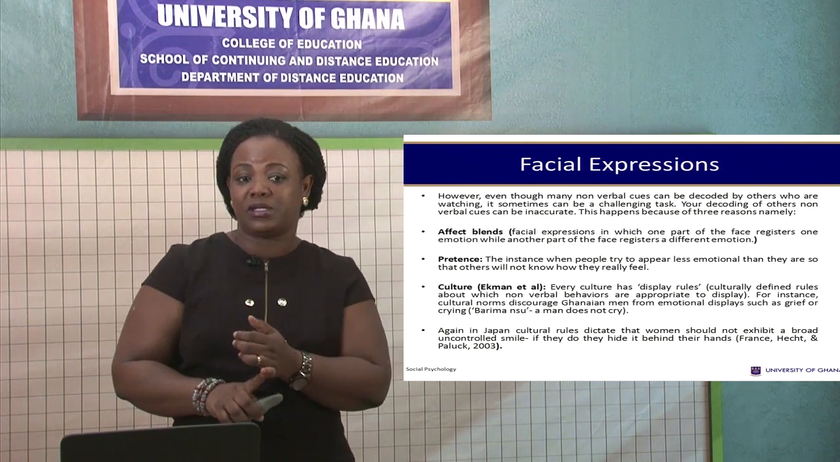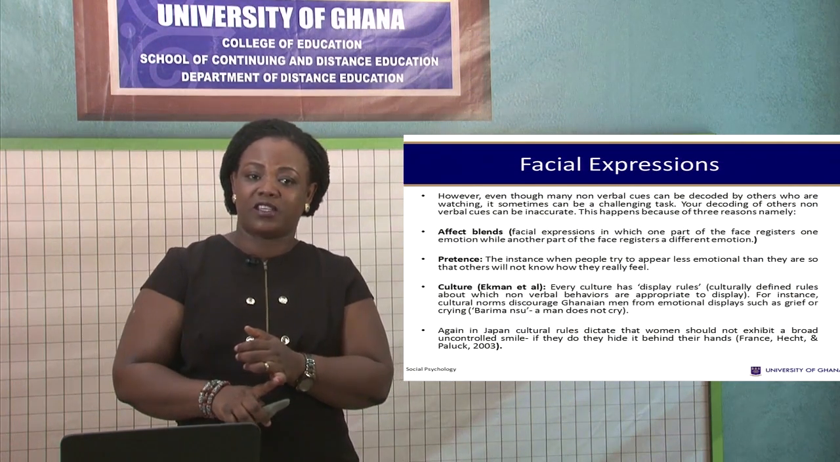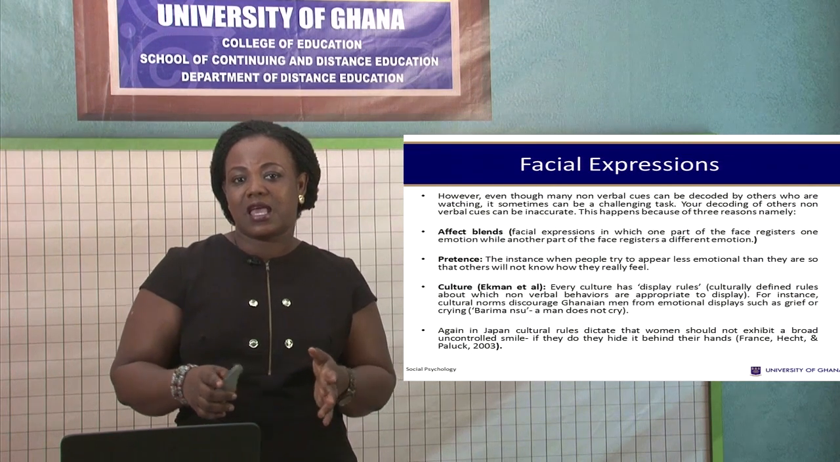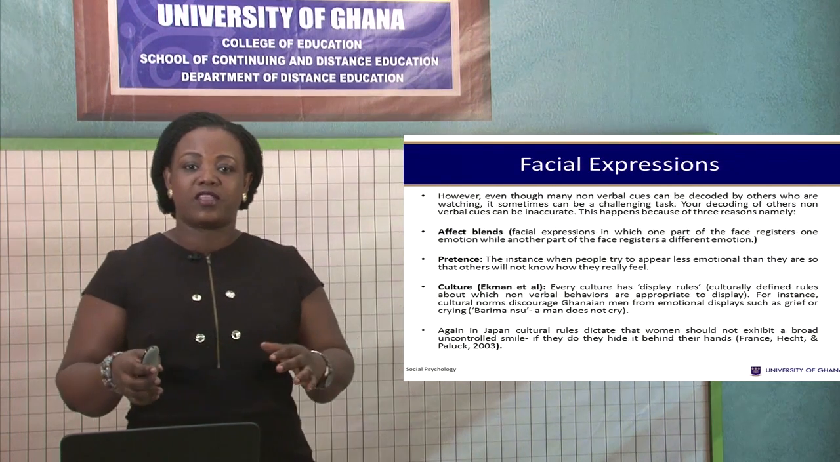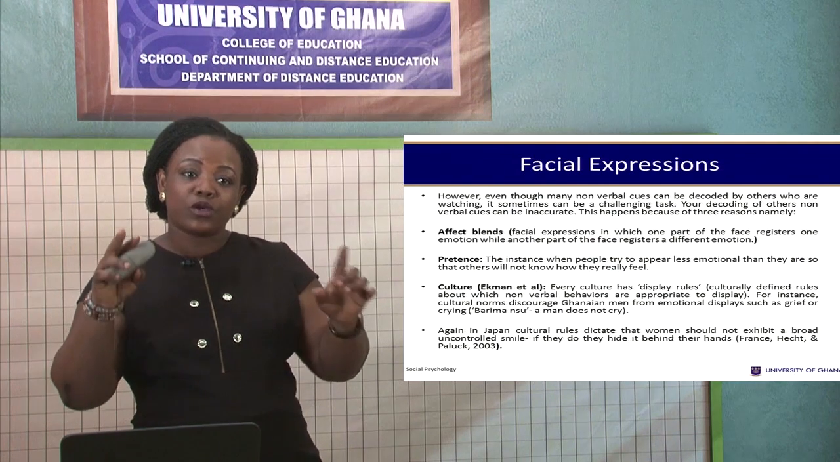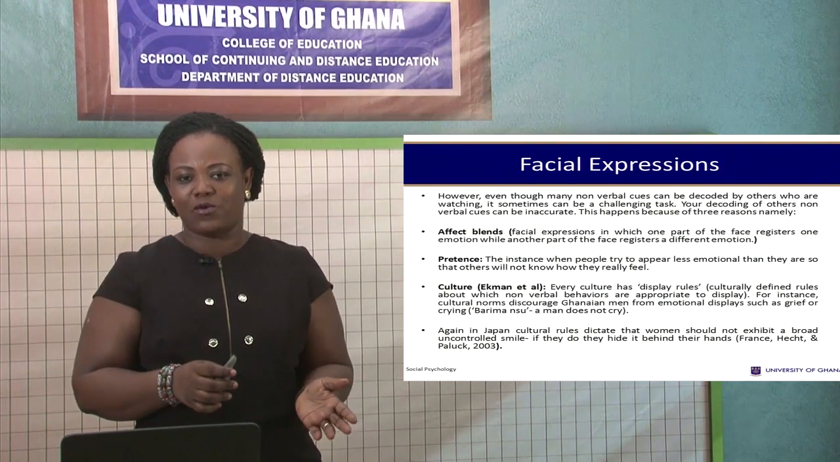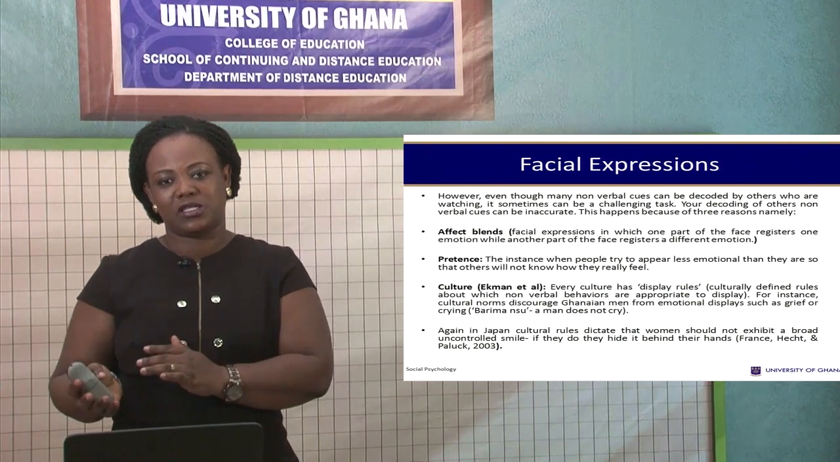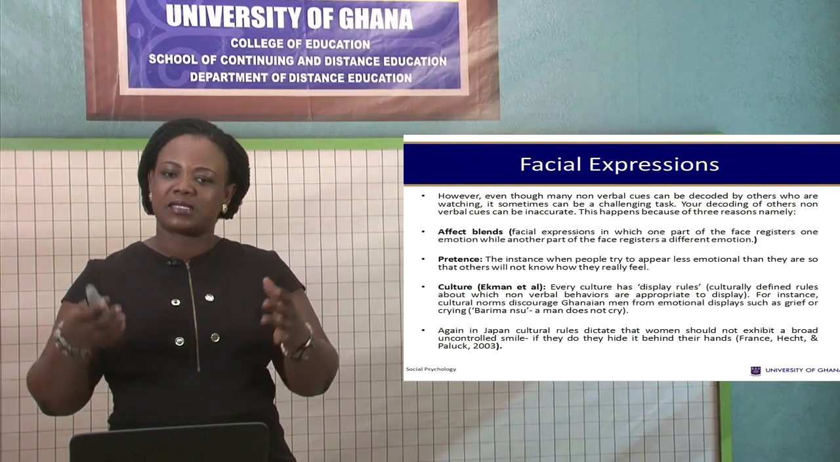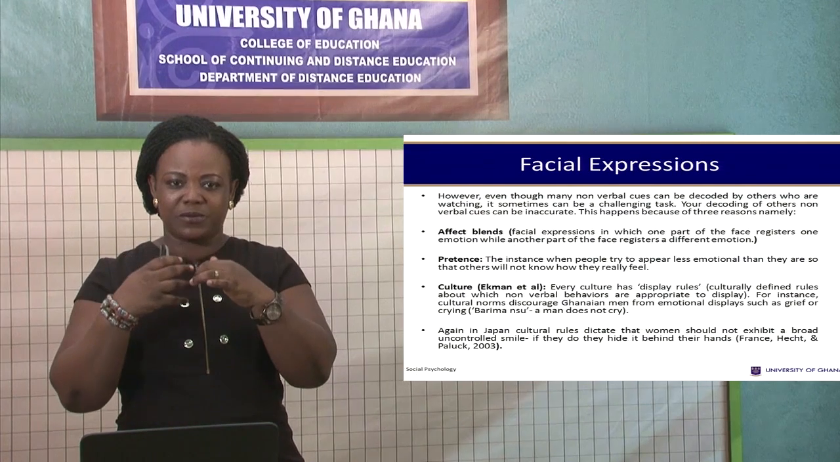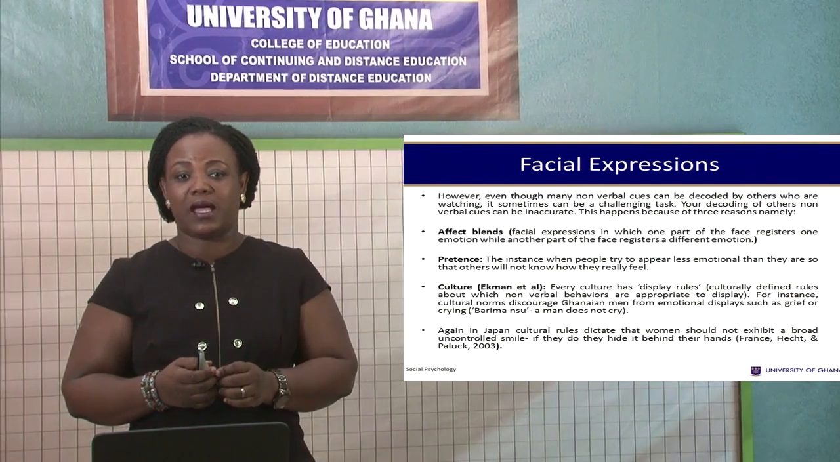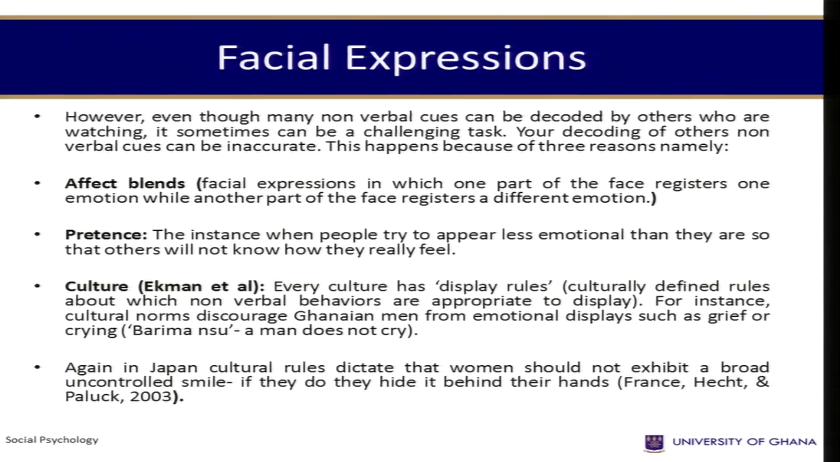Are people really pretending? Then we also have the challenge of affect blends. Affect blends is where the face registers two emotions at the same time. So one part of the face registers one emotion and the other part registers another emotion. For instance, somebody may be smiling, their lips may be smiling, but their eyes are not smiling. And if you are able to read these nonverbal cues, you would really know whether what the person is trying to exhibit is exactly how they feel.